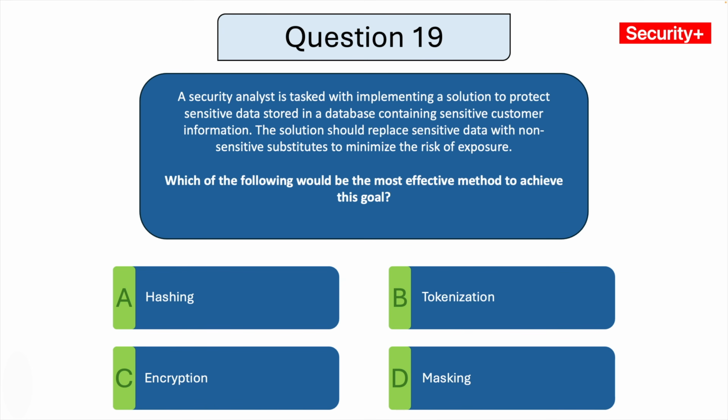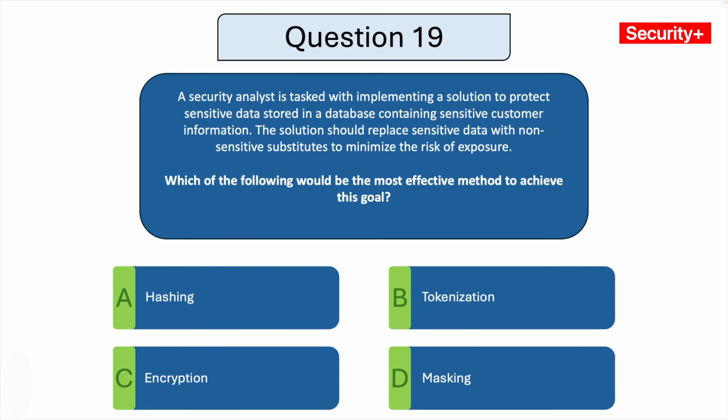All right, so I want to point out some wording here. It specifically says a solution should replace sensitive data with non-sensitive substitutes. And substitute, I would say, is the key word to getting this question correct. Right away I can tell you it's not encryption or hashing. Neither one of those would replace data with a substitute.